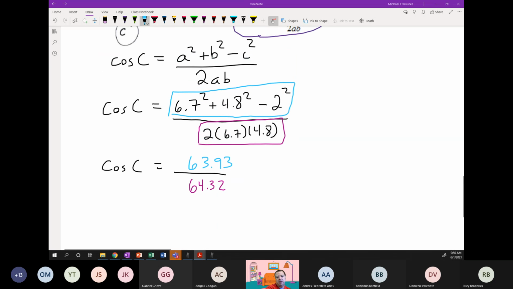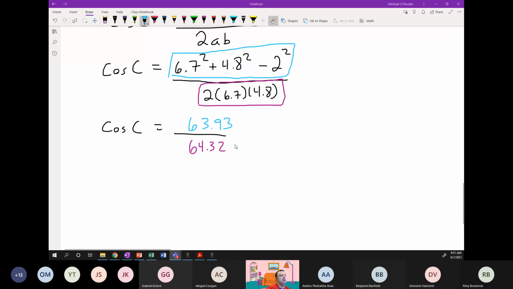Is everybody on track with me so far? Yes, no, maybe so. Okay. Now, we do this calculation. We divide those two numbers with each other. So 63.93 divided by 64.32 gives me 0.9939.